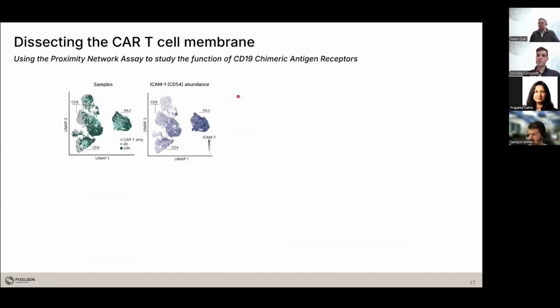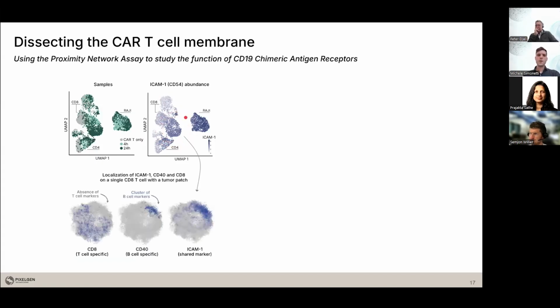So something that we have observed is actually also exchange of information between cells. So what we had here, this is a UMAP. You can see all the different samples that we had, so the CAR-T only, and also the two different co-culture time points, the 4 hours and the 24 hours. And we looked at the abundance of ICAM1, which we observed was quite abundant in the co-cultured cells. So we started looking at the spatial organization and where the marker was present on the cell surface.